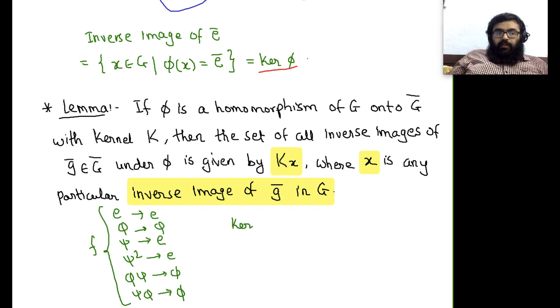The kernel of f: which elements go to e? The kernel is e, psi and psi square. So the kernel is this cyclic group generated by psi. Right? So we know the kernel, and this is K. So this is the example.